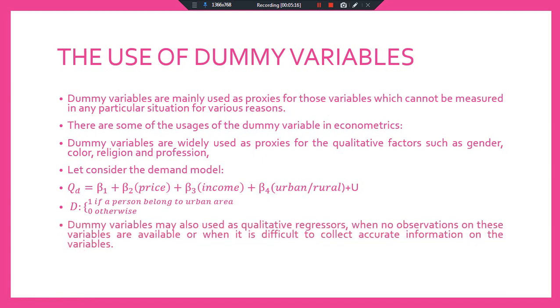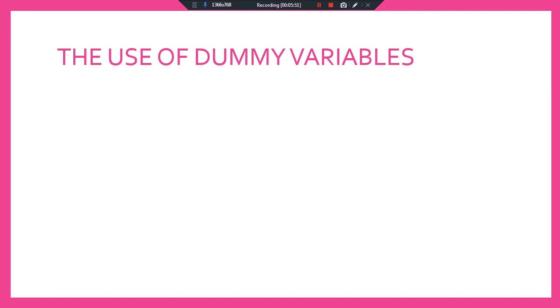Dummy variables may also be used as a qualitative regressor when no observations on these variables are available, or when it is difficult to collect accurate information on the variables. For example, different age groups can be introduced in a model by using dummy variables, like age group from 20 to 30, from 30 to 40. These types of groups can be introduced in the model, so these groups will represent the dummy variables.